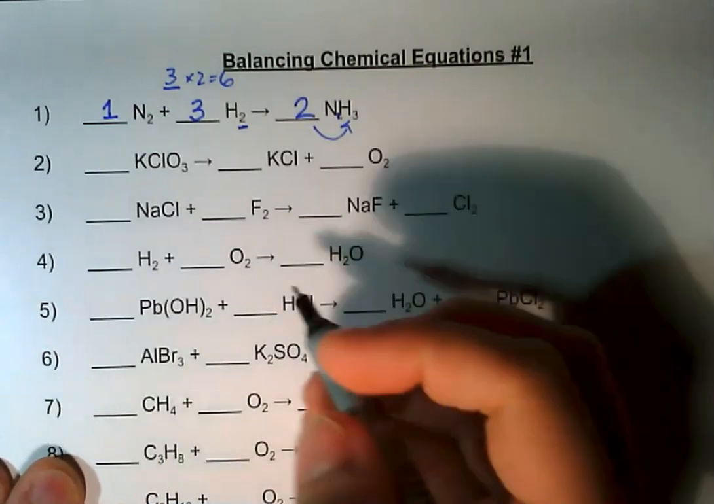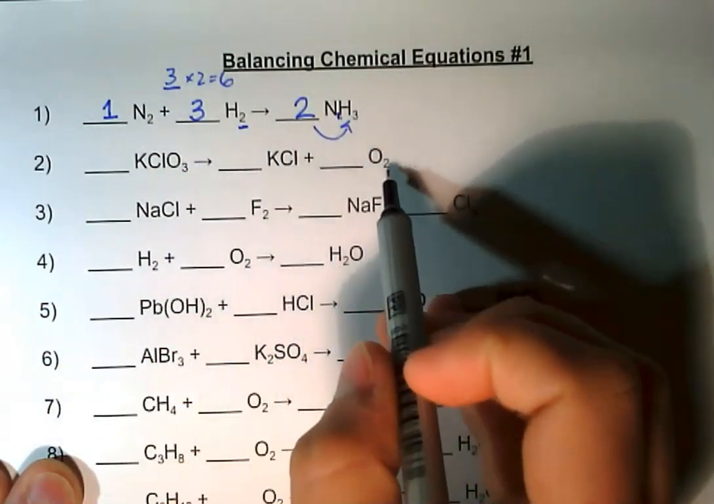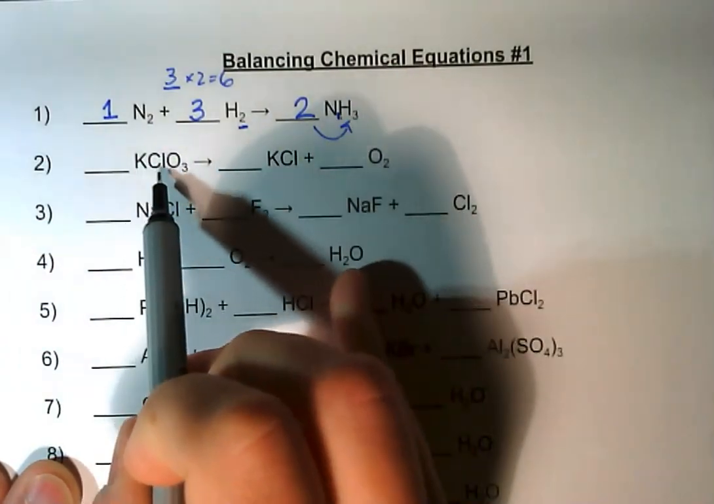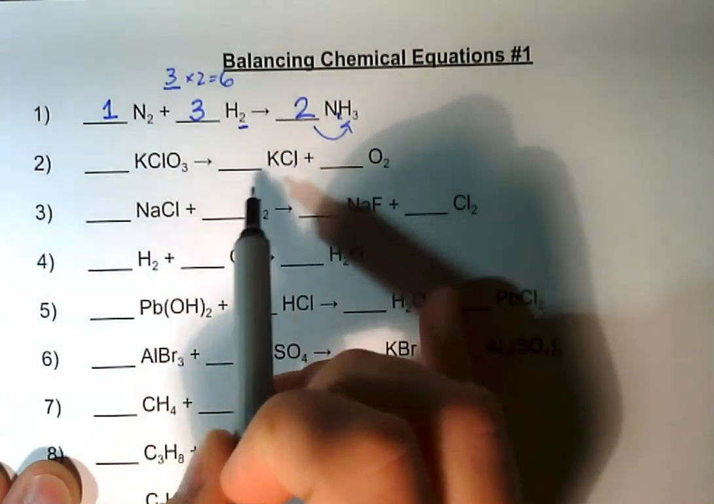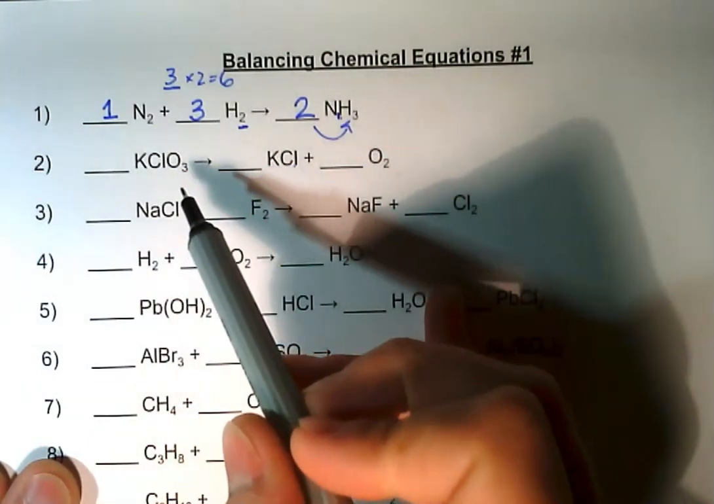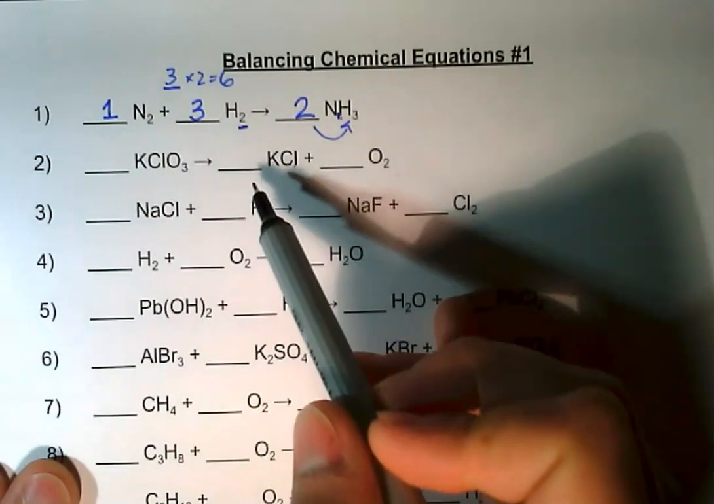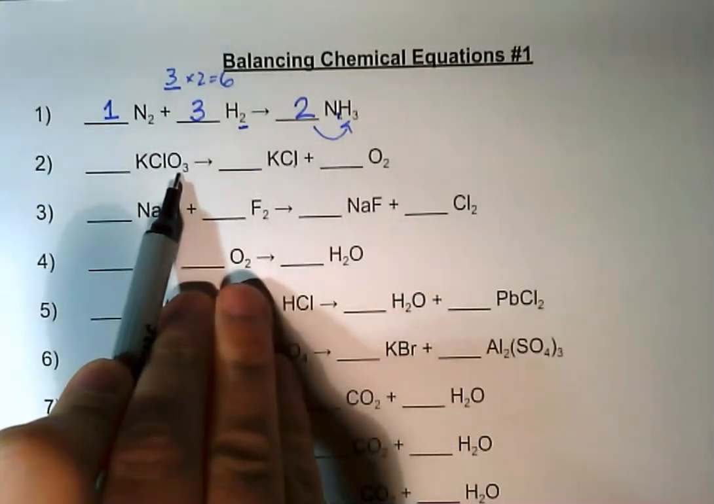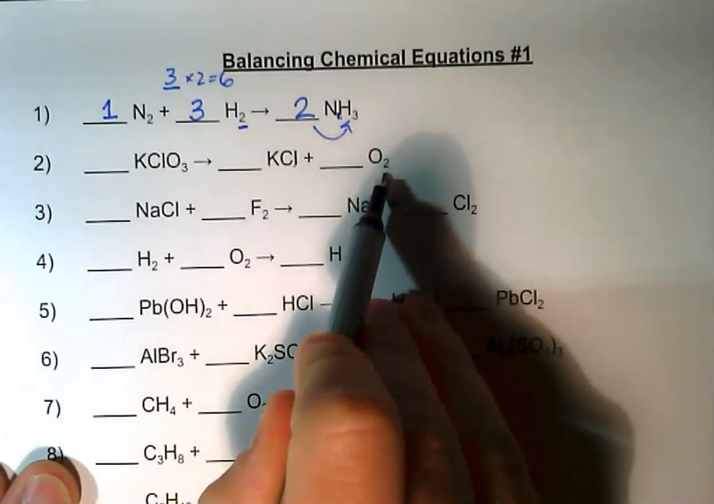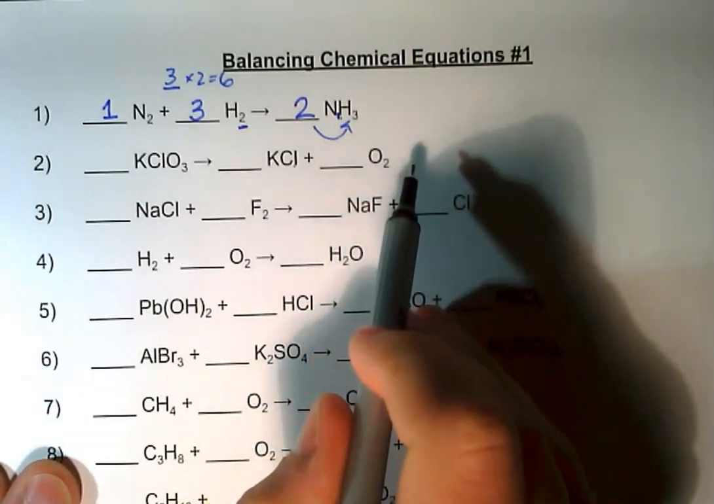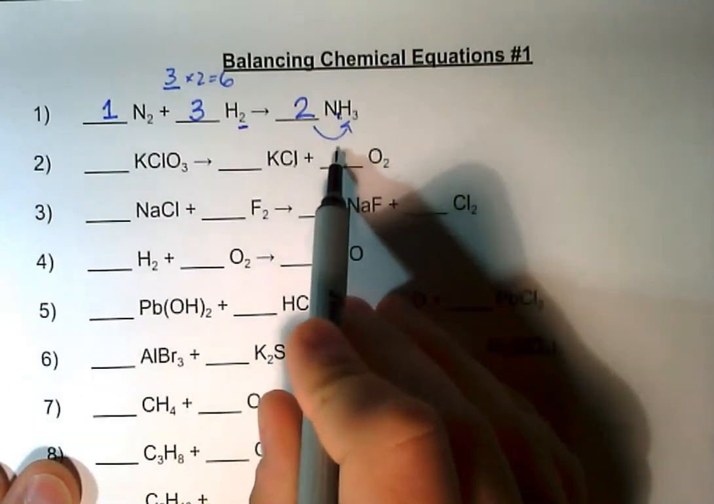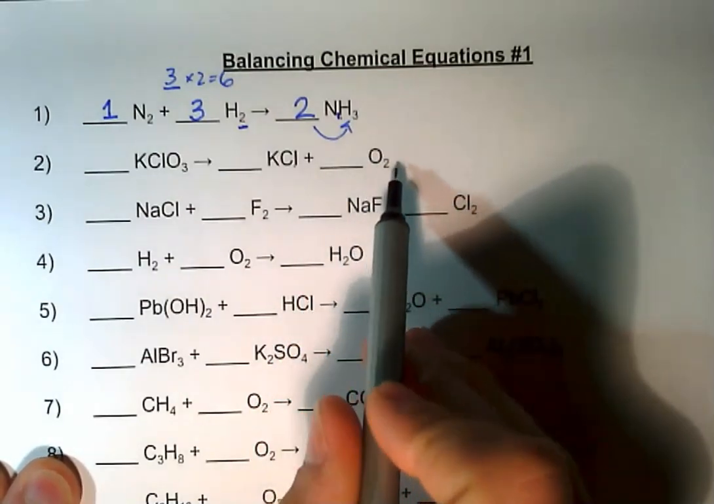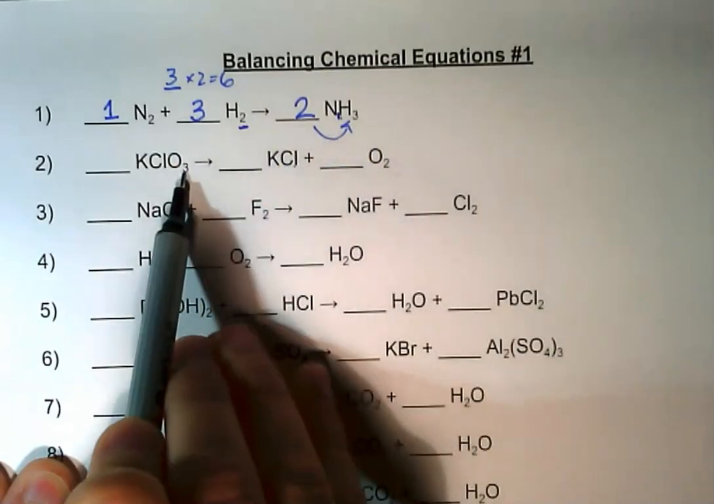The next one, I have KClO3 equals KCl plus O2. The first thing that I notice is that potassium and chlorine are actually already in balance, and the only problem we have here is the oxygen. But I'm looking at the oxygen, and I think, okay, there's 3 oxygens on the reactant side and 2 on the product side. Is there anything I can multiply 2 by to give me 3 oxygens? And the answer is no. There's nothing I can multiply 2 by to give me 3 oxygens.